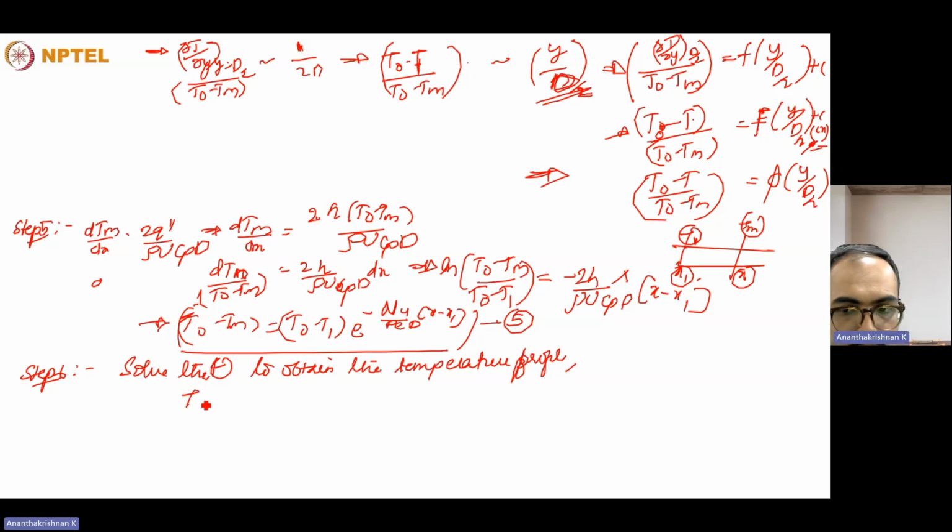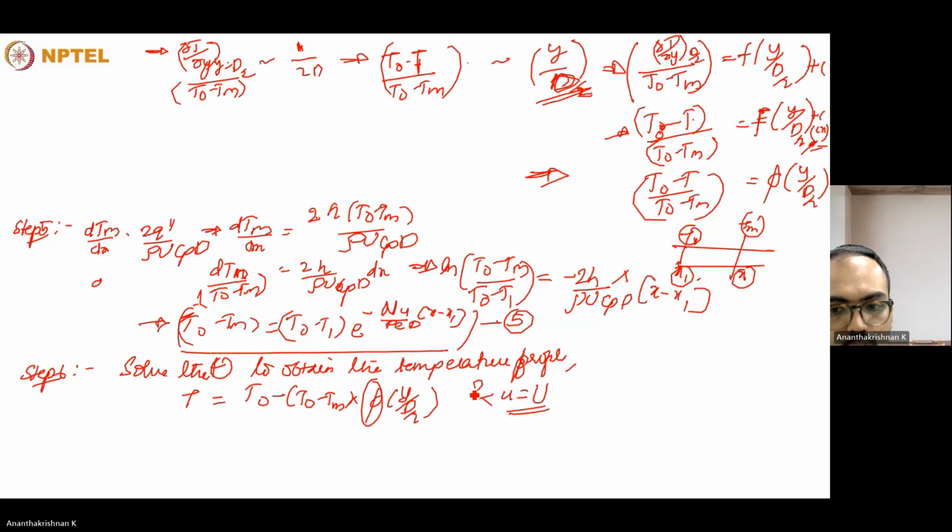So what we have is T minus T0 divided by, so we just expand it, so that is equal to T minus T0 divided by T0 minus Tm into a function phi of y by 2. We do not know the profile of the temperature right now. This function we do not know currently, and we know that u is equal to u for the uniform velocity. So this is the temperature profile currently we are having, from the similarity variable, and u is equal to u from the slug.